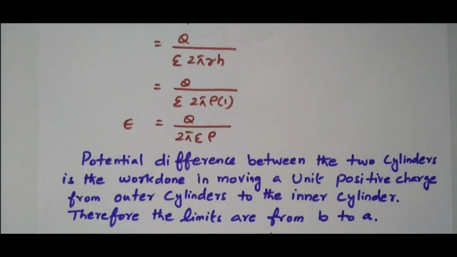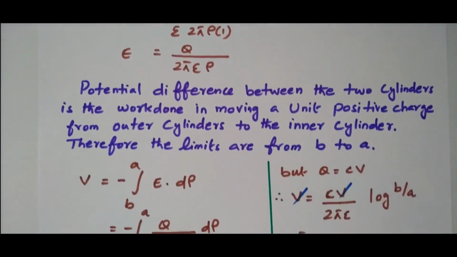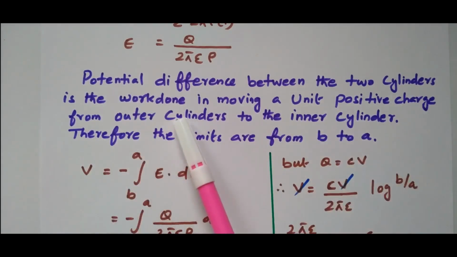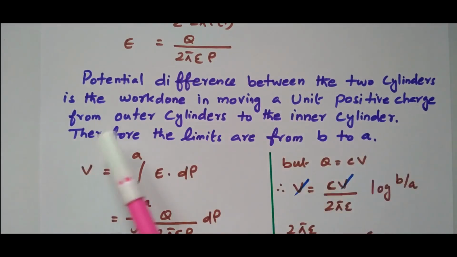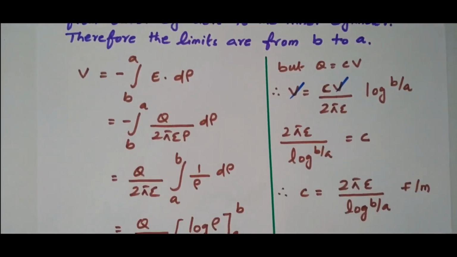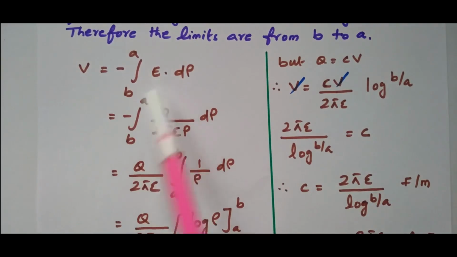From this we can find the potential difference. So what is the potential difference between the two cylinders? It is the work done in moving a unit positive charge from the outer cylinder to the inner cylinder, right? The unit charge is moving from the outer cylinder to the inner cylinder, so the limit is from B to A. That is nothing but the radius of the outer cylinder to the radius of the inner cylinder, B to A, right? So we know that potential V equals minus integral B to A E into d rho. That is a general formula for the potential in terms of electric field, right?